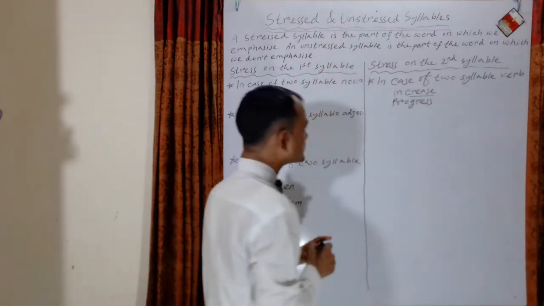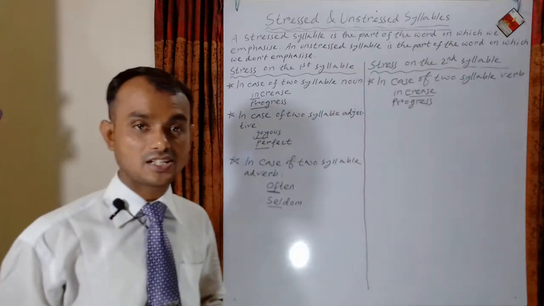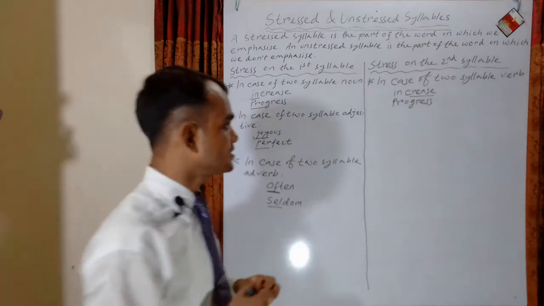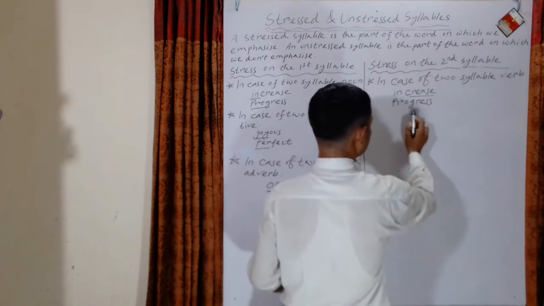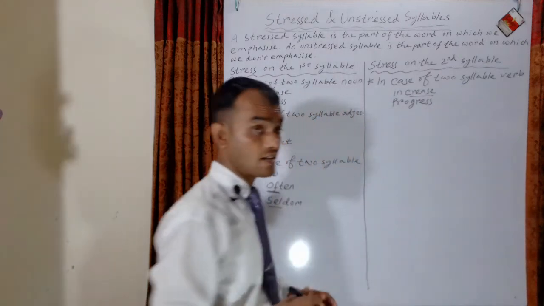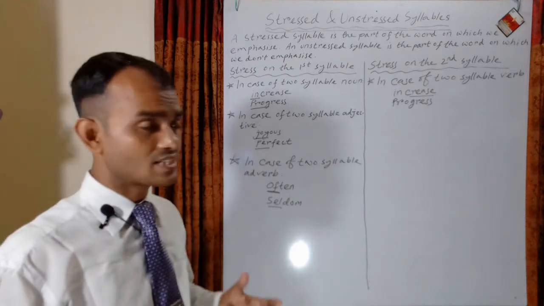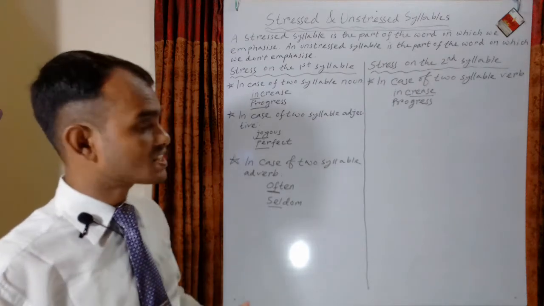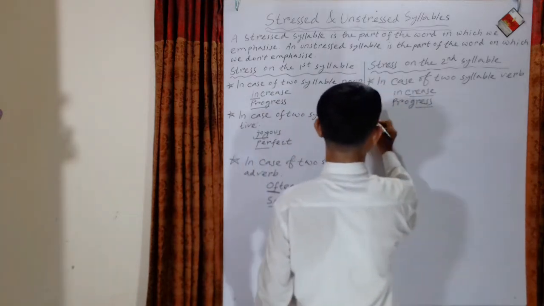Increase. In the same way, progress. From the word progress, we find two syllables here. One is prog, another is gress. Progress. Now this is a verb. Since this is a verb, we should stress on the second syllable. Gress, progress.